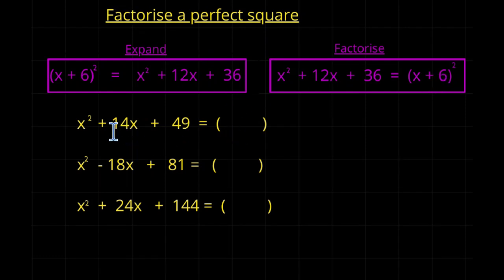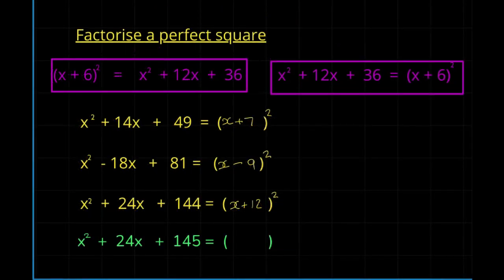So we want half of 14 in the brackets, so we've got x plus 7 squared, and we can check, 7 squared makes 49. The next one then, we need a minus this time because it's minus 18. So we want half of 18, minus 9, and that's squared, and 9 squared is 81. And the last one then, well, fairly easy, it's x plus 12, because 12 squared is 144, and double 12 is the 24. So there we have it.